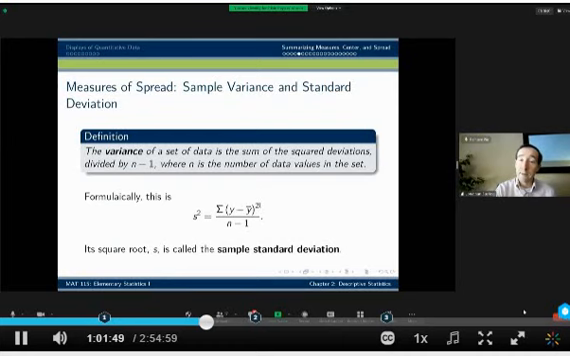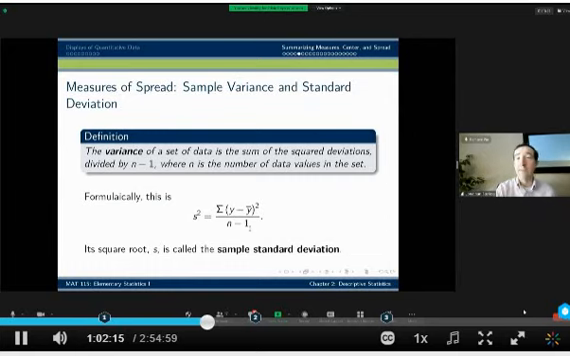Then I square those things. What that does is it eliminates negative signs, for instance, and it also tends to more strongly weight values that are farther away. Finally, I add up all of the resulting squared deviations, and then I'm almost averaging that, but instead I'm dividing by n minus 1.